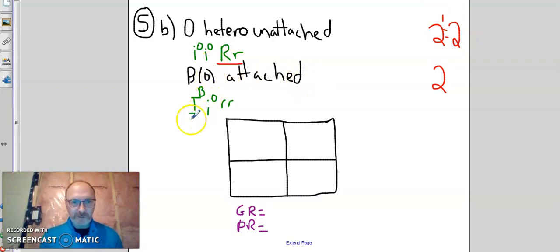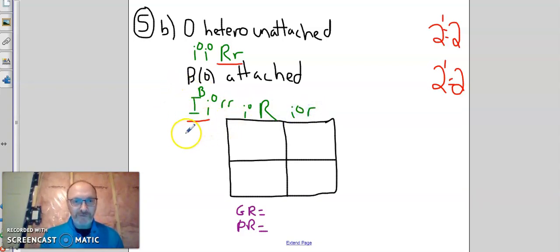And then over here, this is considered to be heterozygous because the B and the O are different from one another. Little r is homozygous, so there's only one possibility there as well. And so our Punnett square is going to end up being 2 by 2. So let's take this individual here and put them on the top. So we got i^O and a big R and an i^O with a little r.